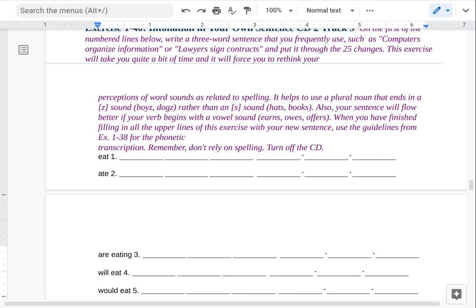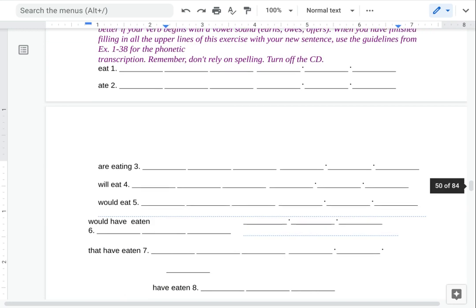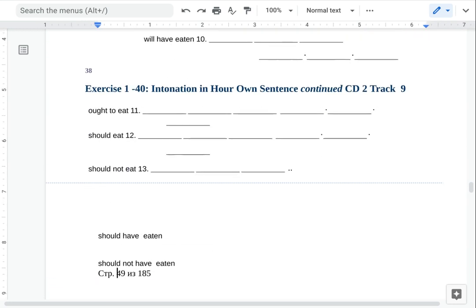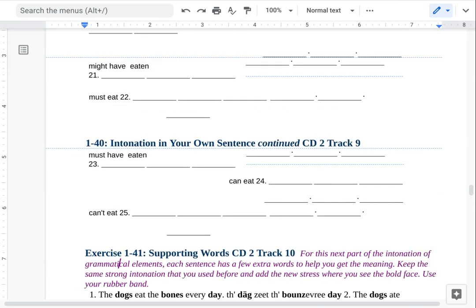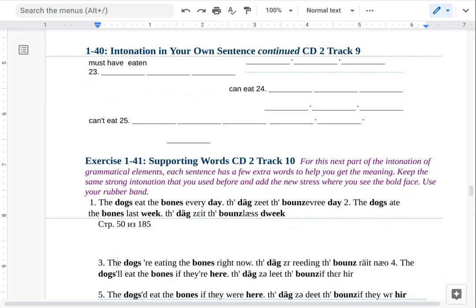Exercise 141, Supporting Words. For this next part of the intonation of grammatical elements, each sentence has a few extra words to help you get the meaning. Keep the same strong intonation that you used before and add the new stress where you see the boldface. Use your rubber band. 1. The dogs eat the bones every day.